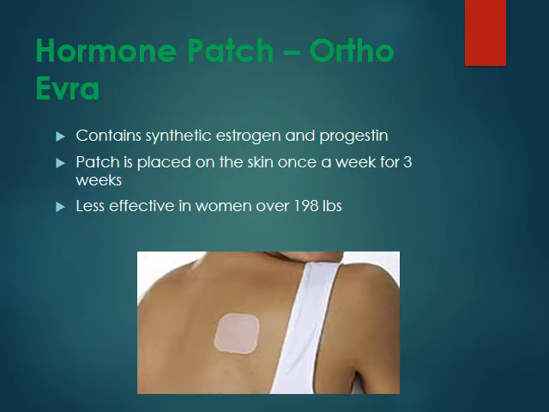The hormone patches hit the market several decades ago, well, a couple anyway. They have synthetic estrogen and progesterone in them, and this is the patch put on the skin once a week for 3 weeks. The estrogen and progesterone is absorbed through the skin, and then they take the patch off, and that should allow the body to have a period, and then they put the patch on again after being off of it a week. It is less effective in women who are about 200 pounds because of the amount of fat they have. The estrogen can be taken up in that fat, and so instead of preventing pregnancy, it's just hanging out in the fat because fat loves estrogen.